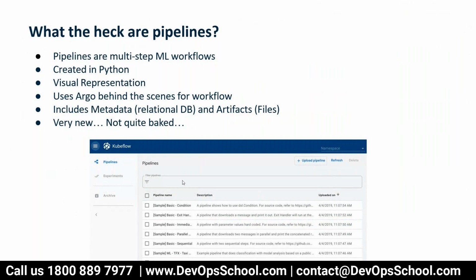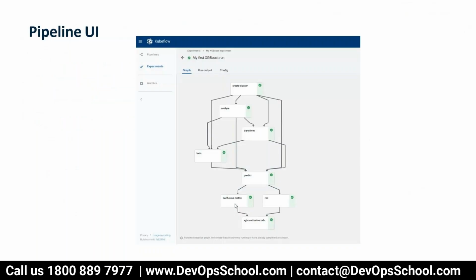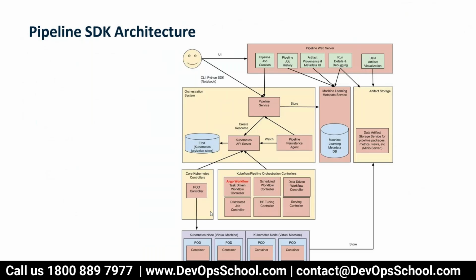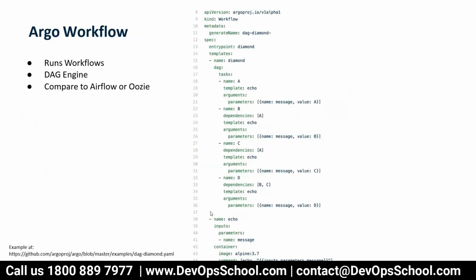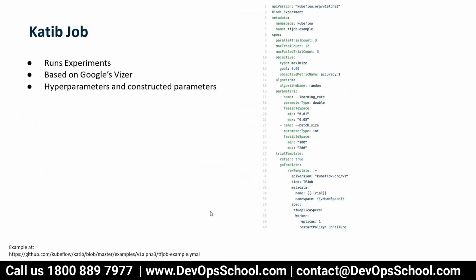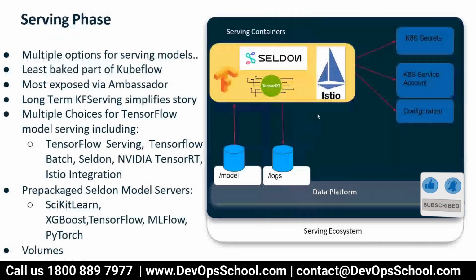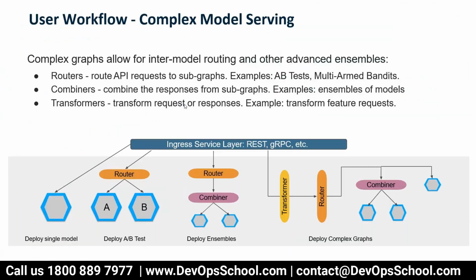You can create a pipeline when you want to automate everything. This UI is just to make you comfortable. I'll show you that after the installation. Once you create a pipeline, you see the graph of all this flow, from create cluster to analyze to transform to train to predict. All this is coded through the pipeline. Some of the SDK architecture is not important right now. This is Argo, Katib job for hyperparameters, serving, and so on. These are all the features you have available. Seldon.